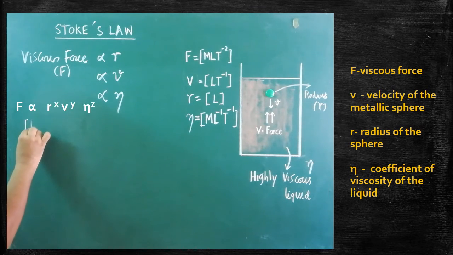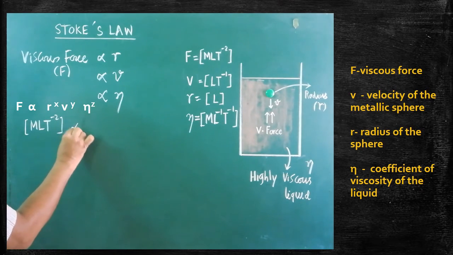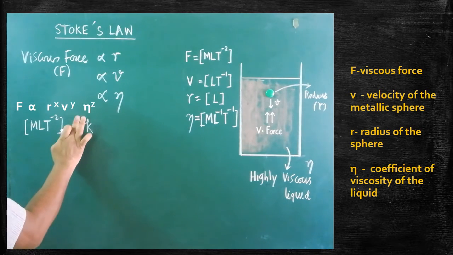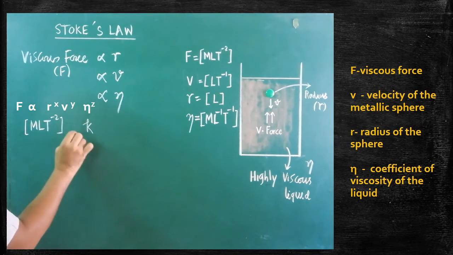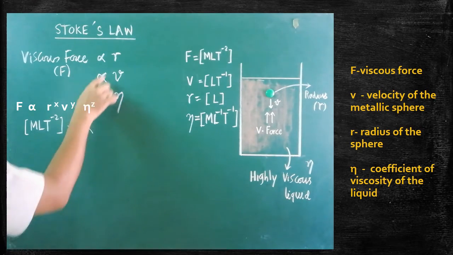Viscous force, its dimensional formula is MLT^-2, is directly proportional to... let us introduce a constant k here. After introducing the constant, we can write it with an equal sign. So, what is the first factor?